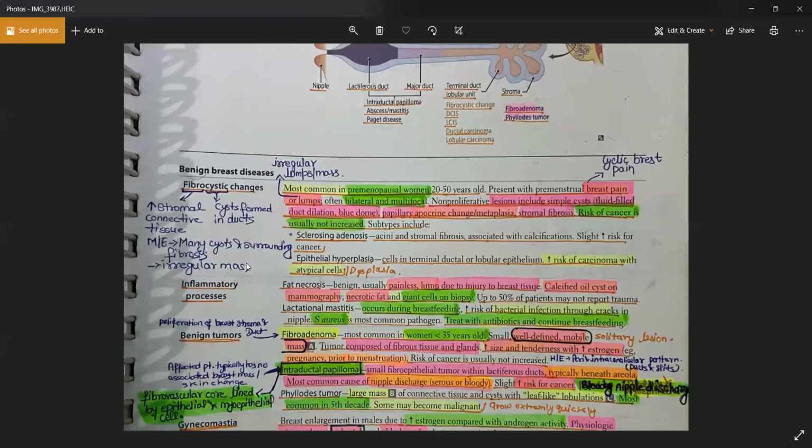Then you have the inflammatory processes. Inflammation of the breast is known as mastitis. Whenever you have an inflammation in the breast, you call it mastitis. Now you can have a fat necrosis in the breast because this breast is rich in fat tissue, right?